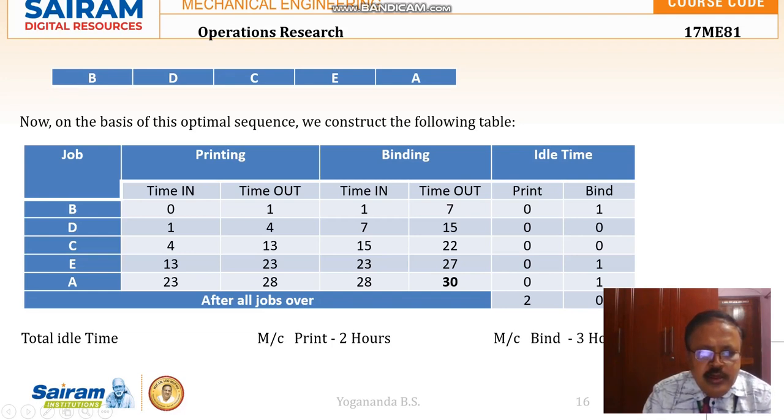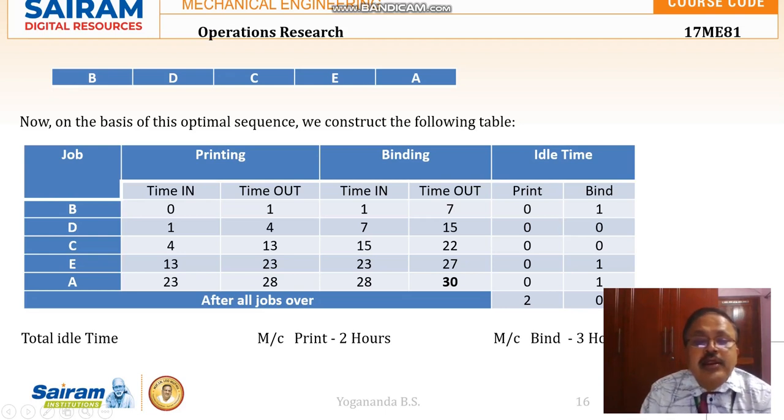Here the work gets completed on the 28th hour on the printing machine, and on the binding machine the job is completed at the 30th hour. So to get all the 5 books printed and bound, at the 30th hour ending, the total elapsed time is 30 hours. This is the minimum time required to complete all these 5 jobs on these 2 machines, printing and binding. If we follow another sequence, it may exceed this time.